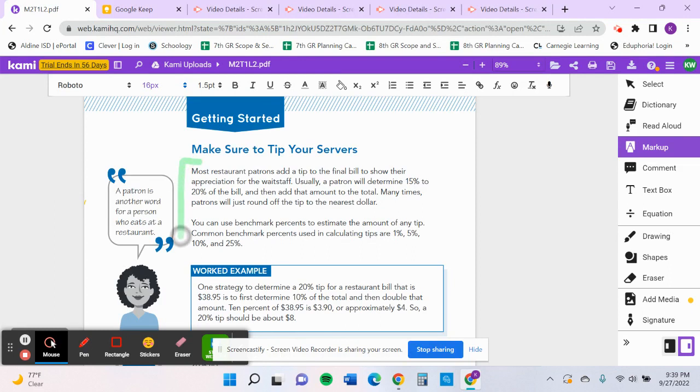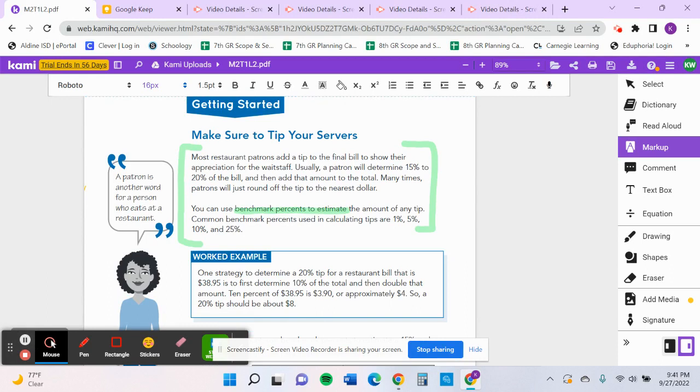Go ahead and read the first two paragraphs highlighted and annotate so you can understand benchmark percents. Pause here. Now, I'm sure most of you are familiar with tipping your servers, or really for any service that you get, before reading these two paragraphs. However, benchmark percents help you to estimate the amount that you should tip. Some common benchmark percents are 1%, 5%, 10%, and 25%. Those are usually easier to calculate for any given number, using some basic mathematics, of course.